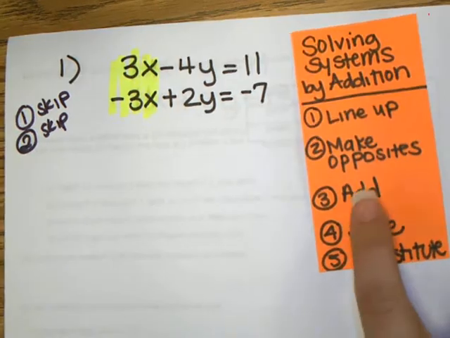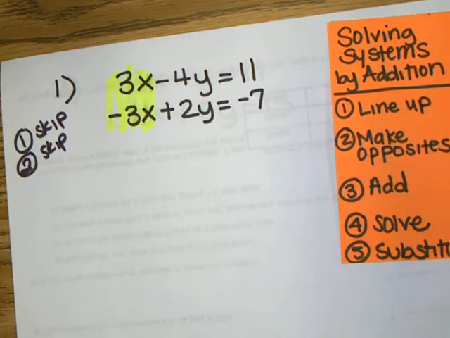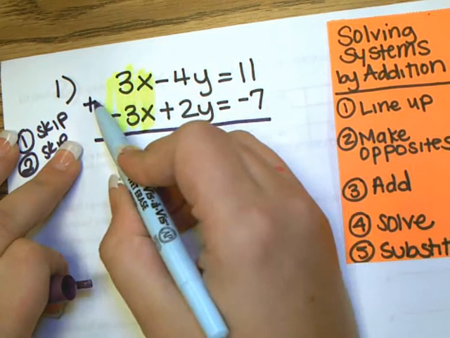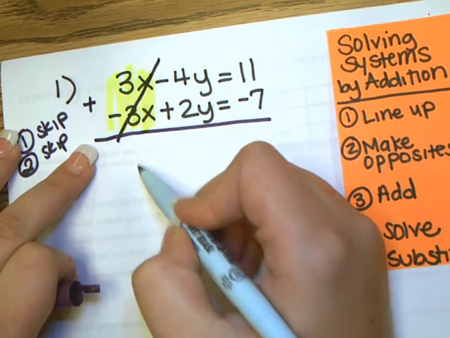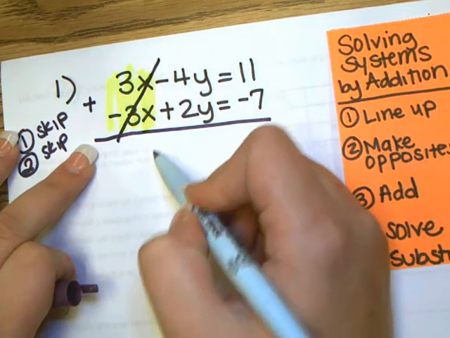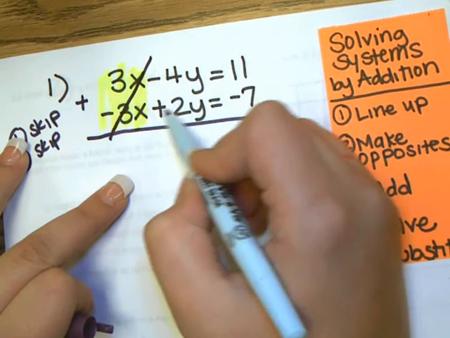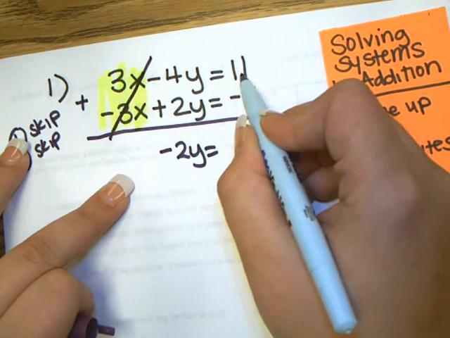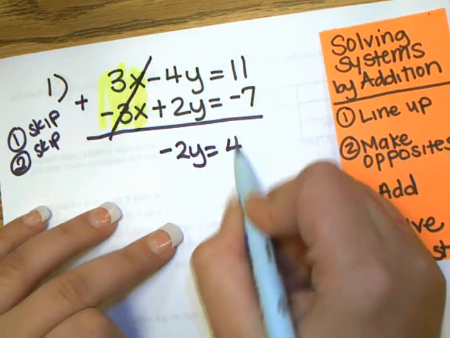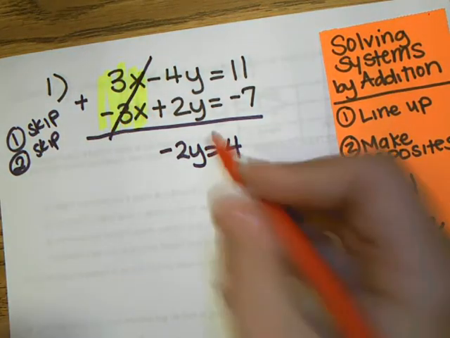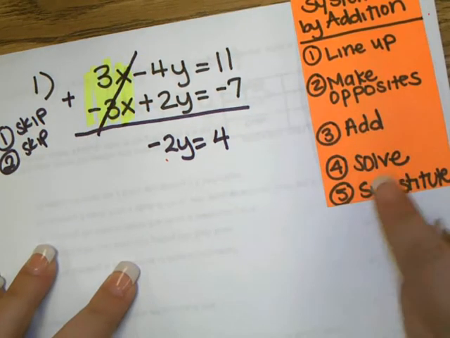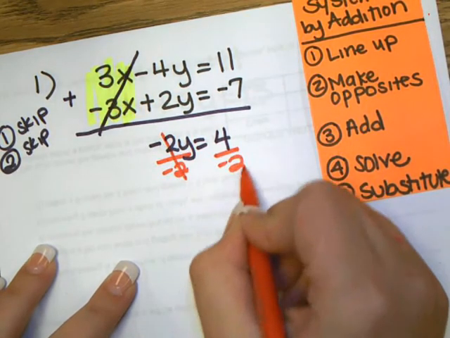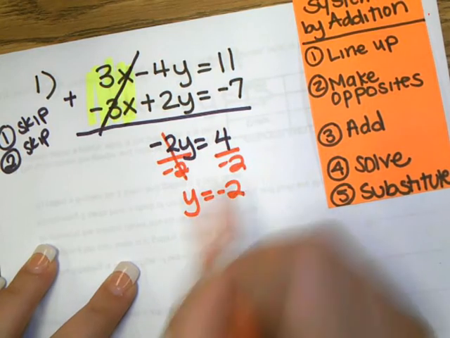So after step 2, we're going to add the equations together. So 3x plus negative 3x, those cancel and make 0x. Then we have negative 4y plus 2y, that equals negative 2y. 11 minus 7 is 4. Then divide, and then after we add, now we solve this. So we're going to divide by negative 2, and we get y equals negative 2.